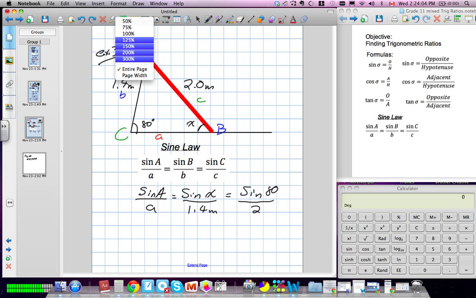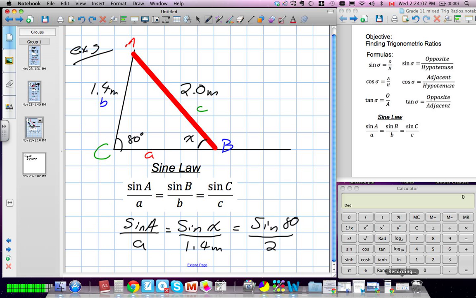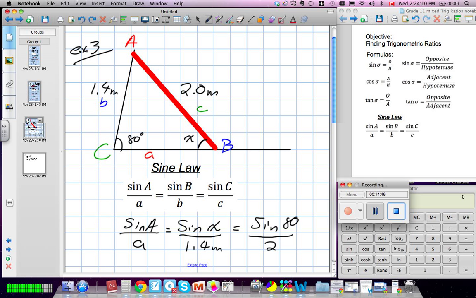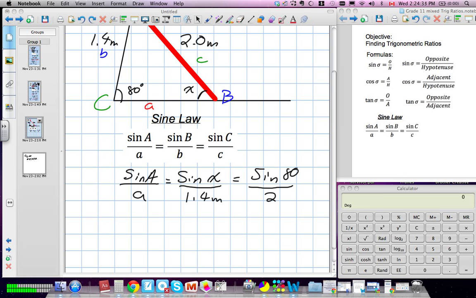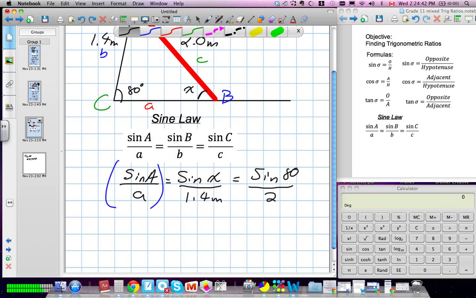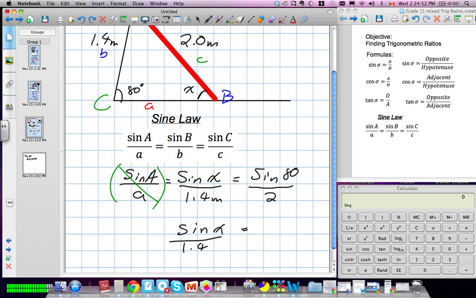So we have sine x divided by 1.4 is equal to sine 80 divided by 2. Now we need to solve for sine x, which means all I have to do is actually move 1.4 to the other side of the equation. When we go to move 1.4 to the other side of the equation, because it's divided by, we're going to have to multiply when it's on the right side of the equation. So we have sine 80 divided by 2 multiplied by 1.4. Okay? So we're going to equate that before we move sine to the other side of the equation.